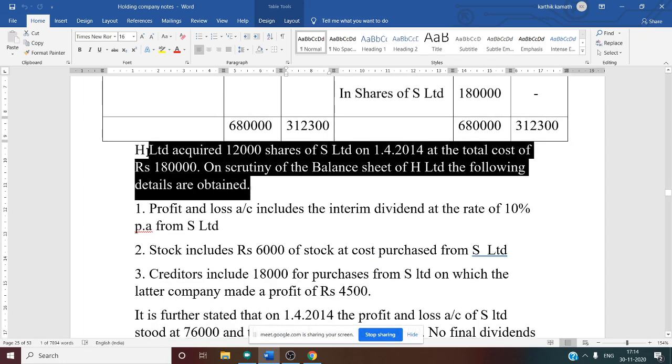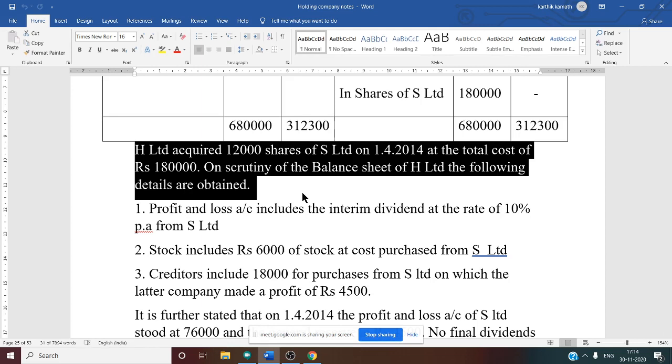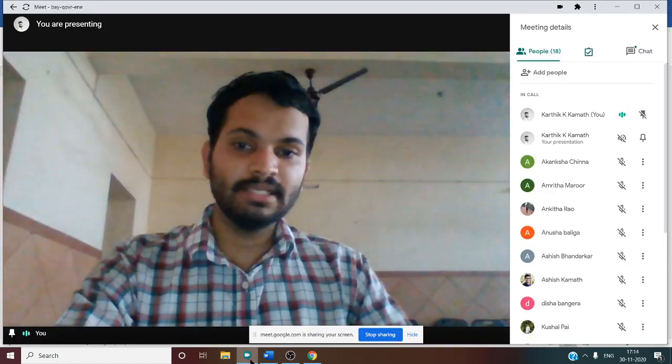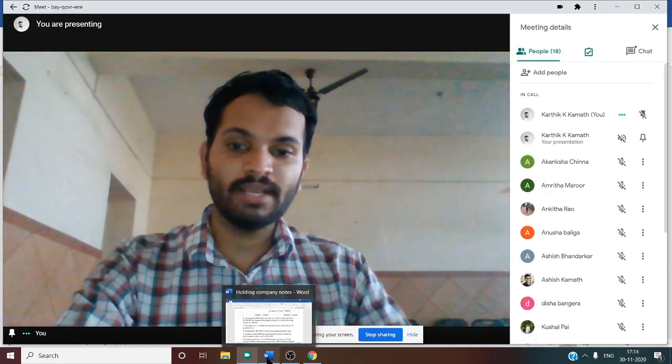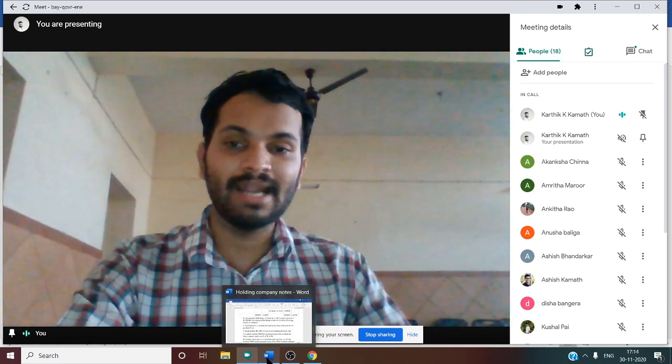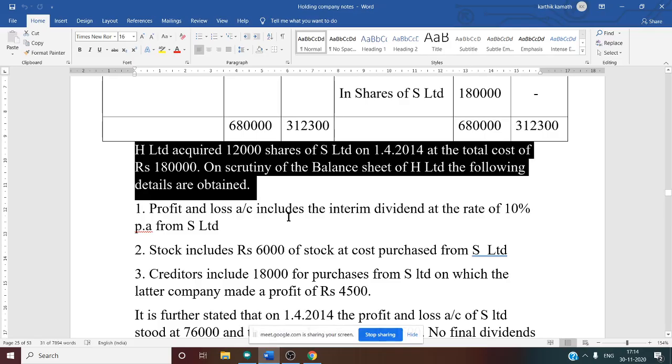After seeing the balance sheet, there are certain adjustments. H Limited acquired 12,000 shares of S Limited as on 1/4/2014. So here the acquisition date is at the beginning of the year, so there is no need of calculating current year profit. If the acquisition date is somewhere in the middle of the year, like we have discussed in the previous problems, in that case we have to calculate current year profit or loss. But in this case, the financial year starts from 1st April and ends on 31st March, so we can easily make out that it is at the beginning of the year.